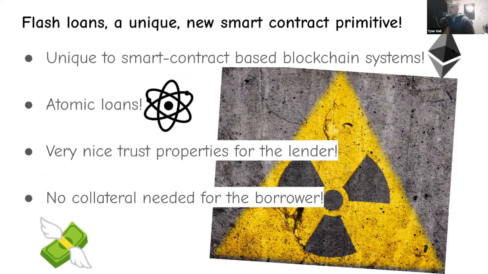So what are flash loans? Well, if you've been asleep at the wheel and not paying attention to the industry, we can explain that really quickly. They are a unique new smart contract primitive that only exists on blockchains. They are not possible in traditional finance. Basically, you have a lender and a borrower, and the lender is a smart contract and the borrower is also a smart contract.